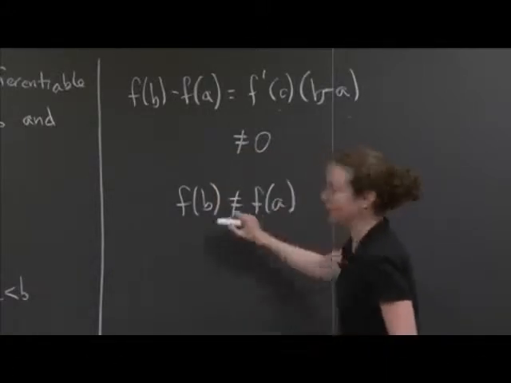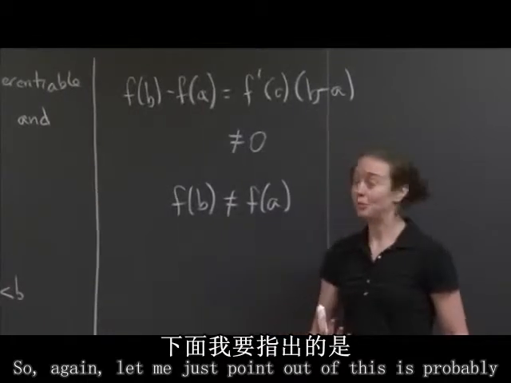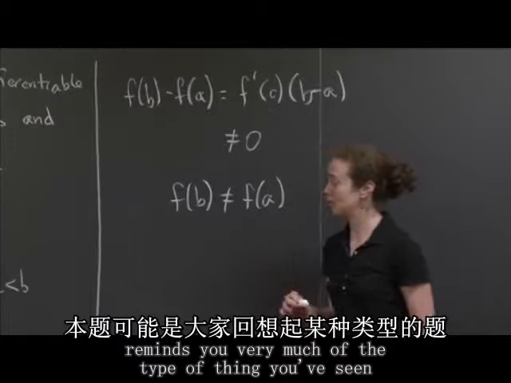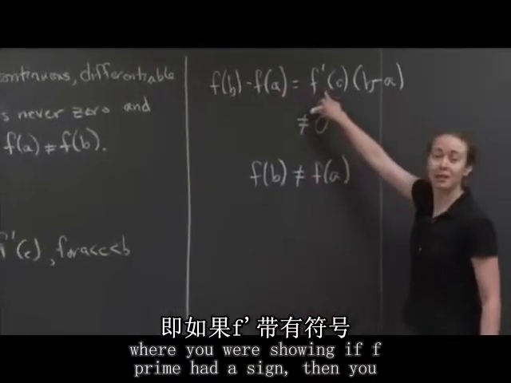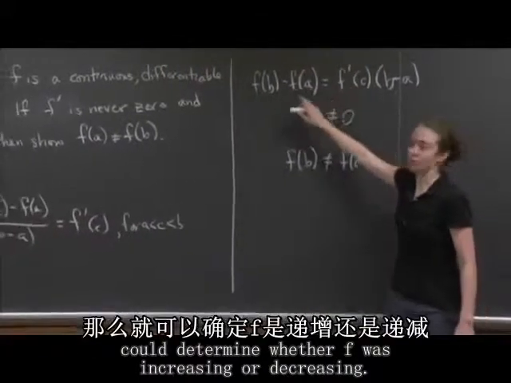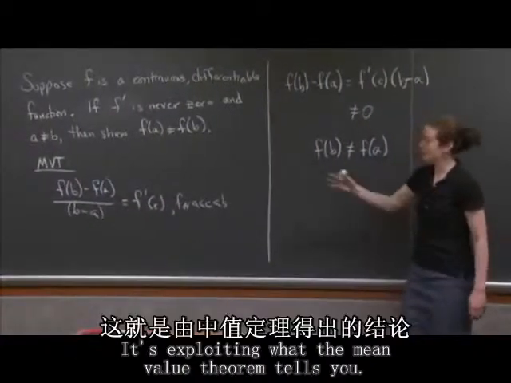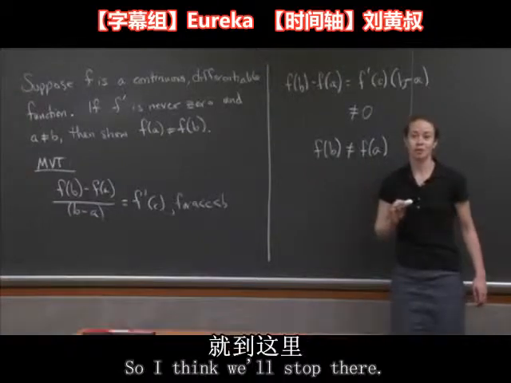And that alone is enough to conclude that f of b is not equal to f of a. So again, let me just point out that this probably reminds you very much of the type of thing you've seen where you were showing if f prime had a sign, then you could determine whether f was increasing or decreasing. It's the same type of problem as that. It's exploiting what the mean value theorem tells you. So I think we'll stop there.